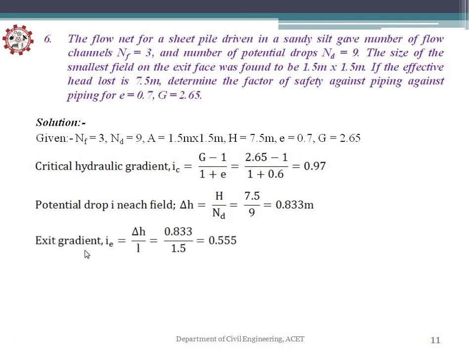Then exit gradient IE is delta H upon L, so 0.833 upon the length 1.5, which is coming to you as 0.555. So next is your factor of safety, which is given as IC upon IE, that is coming to you as 1.74. So this is how you need to calculate the factor of safety.